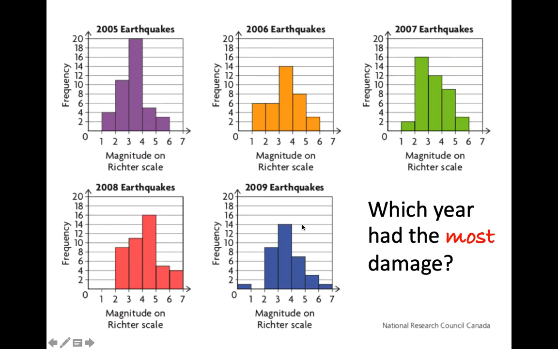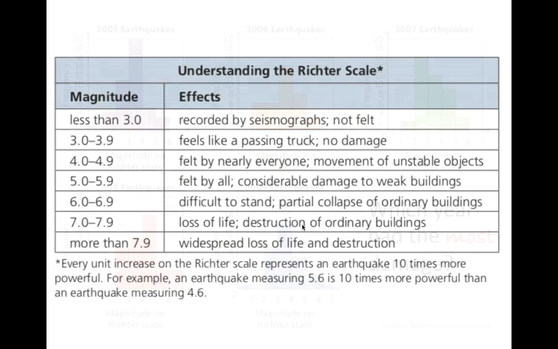So let's take a look at the data that we're given. We're being asked, okay, 2005, 2006, 2007, 2008, 2009, which one of these had the most damage? So now we could look at this and try to examine, well, when did damage really start? If I went back to what I had, damage really started about 4 and higher. But how do I measure damage? Maybe I need to take a little bit of a closer look at these ones.